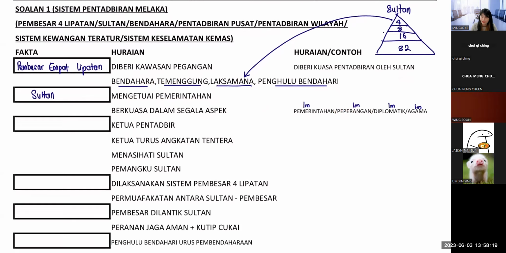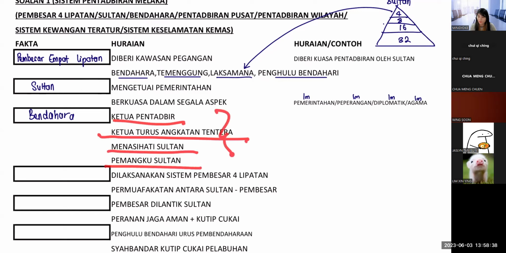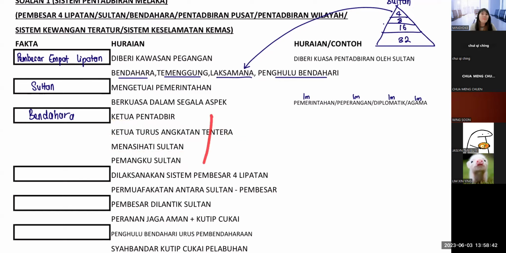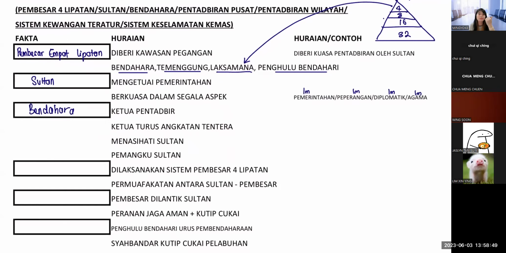Okay. Now, then the third one. The third one is Bendahara. Bendahara is who? Advisor of the king, the assistant of the king, the assistant next to the king. So he is ketua pentadbir, ketua turus angkatan tentera, menasihati sultan, pemangku sultan. You see 4, maximum 4. Bendahara is an important person one.